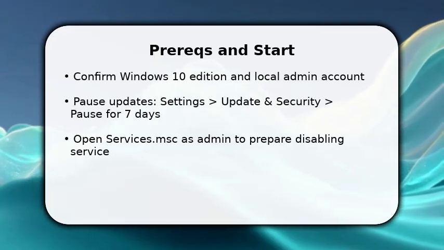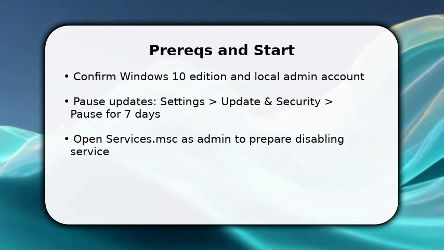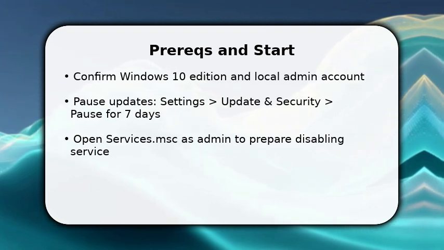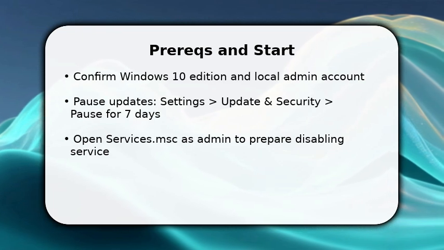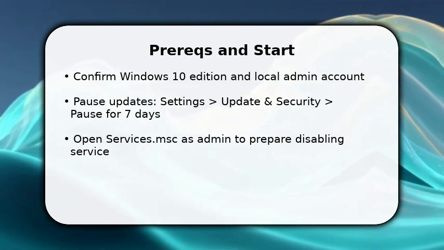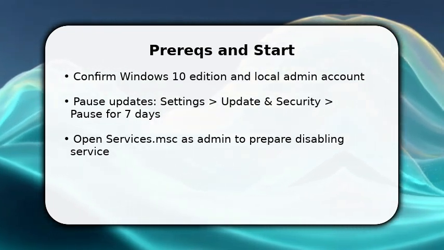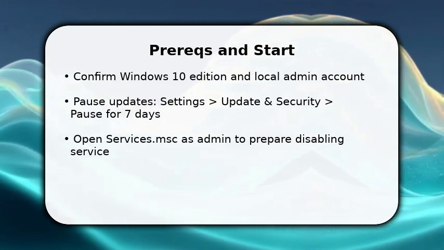You'll begin by confirming you're on Windows 10 and signed in with an administrator account. Once done, pause updates in settings to prevent immediate changes. Next, open Services.msc: press Windows plus R, type services.msc, press Enter. You're doing this to control the Windows Update service manually. Make sure to leave the settings window accessible for reference.